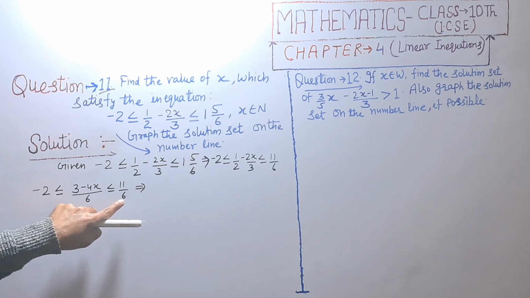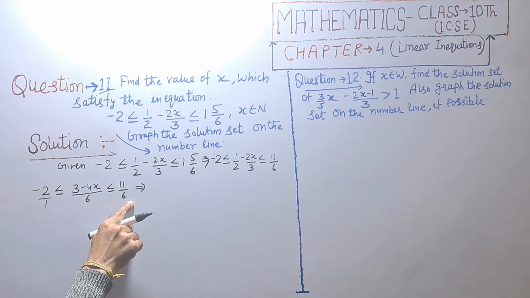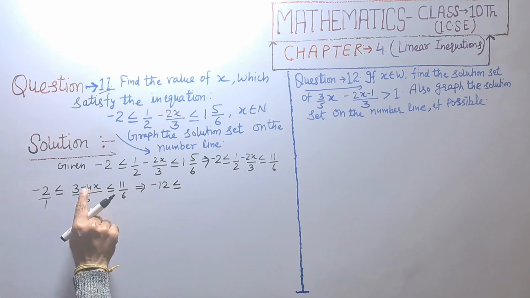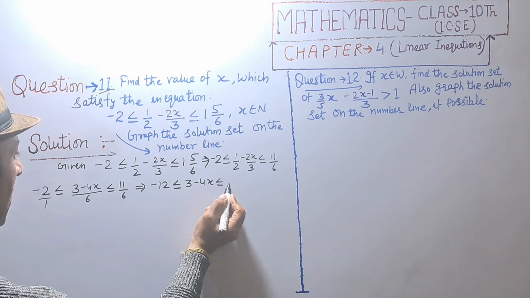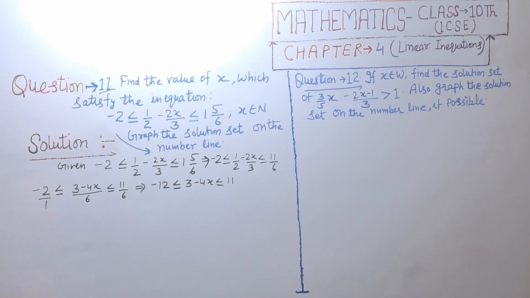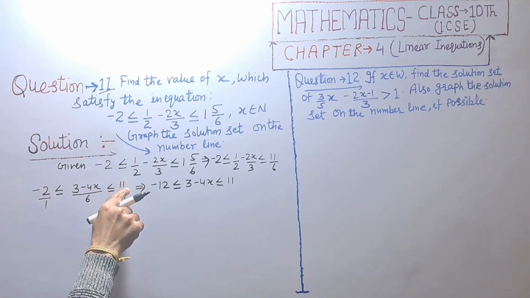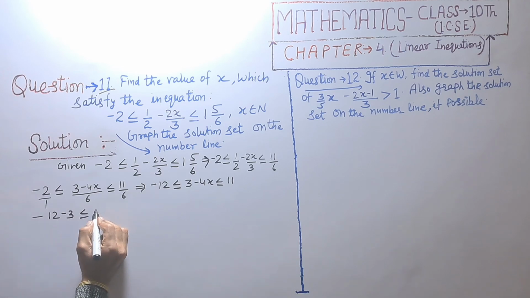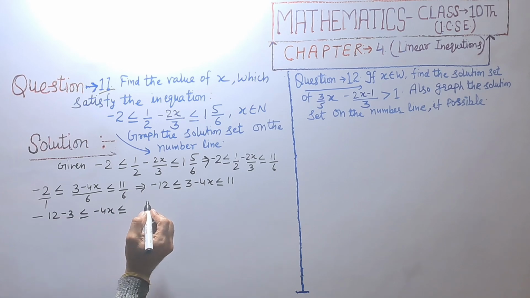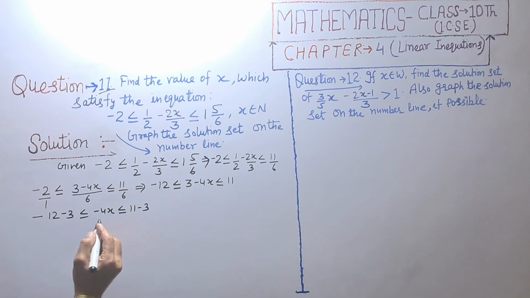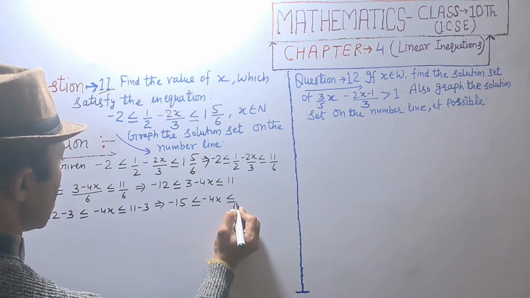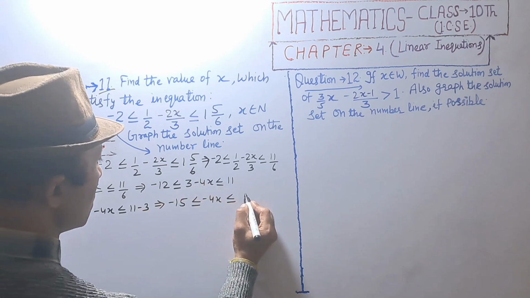We multiply by 6, the LCM. 6 multiplied by -2 gives -12 ≤ 3 − 4x ≤ 11, as the 6s cancel on the other sides. Then -12 − 3 ≤ -4x ≤ 11 − 3, which implies -15 ≤ -4x ≤ 8.